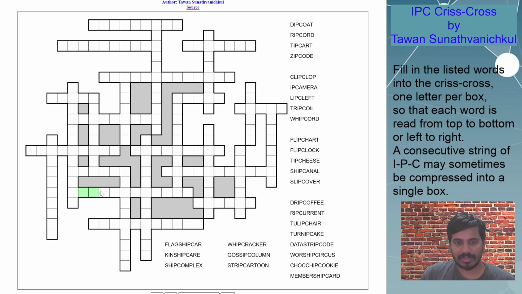So that's the twist. Just to repeat the rules, you need to place all the given words into the cells which are interlinked in crisscross pattern, such that each alphabet is put into one cell, except that wherever you have a string IPC, it can either be part of 3 separate cells or just be compressed into a single cell. So I hope the rules are clear, and with that, let's get started solving this puzzle.